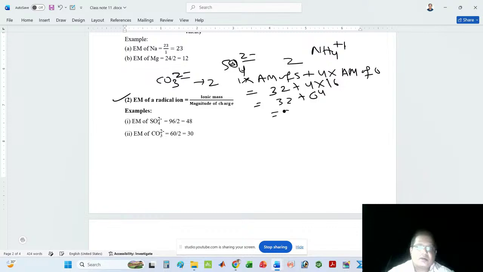Look at that. Here the magnitude of charge is 2. Here the ionic mass is 96. So equivalent mass of sulfate ion is equal to how much? 96 divided by 2, which is equal to 48. Similarly, you can find out the equivalent mass of carbonate. Here the ionic mass of carbonate is 60, 60 by 2 is equal to 30.